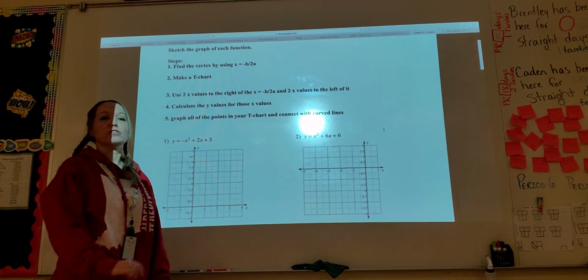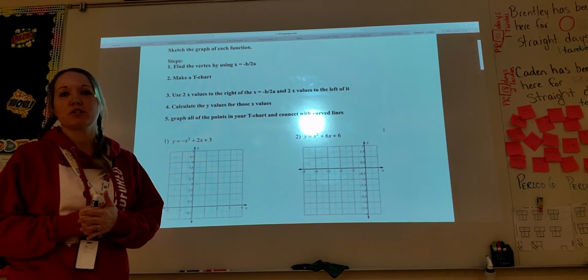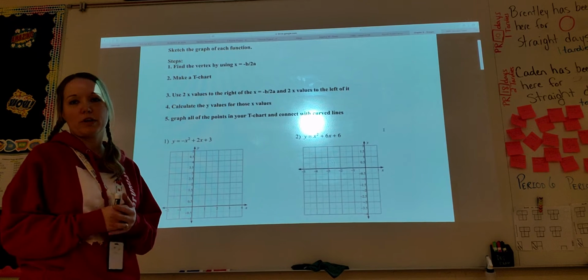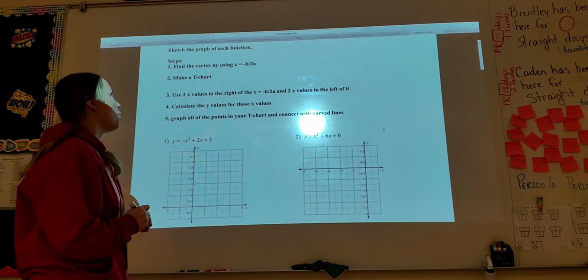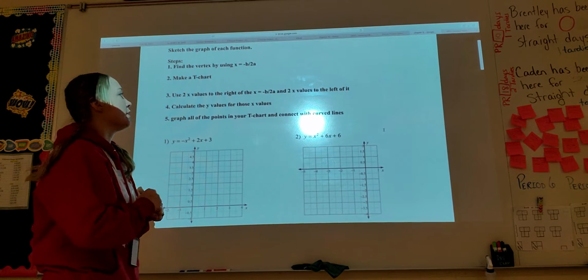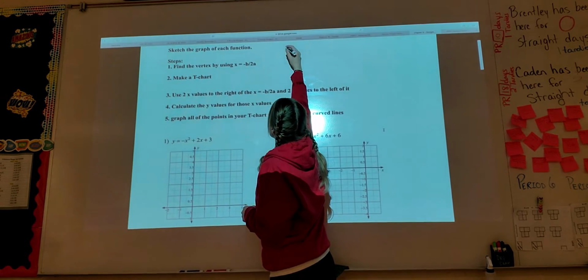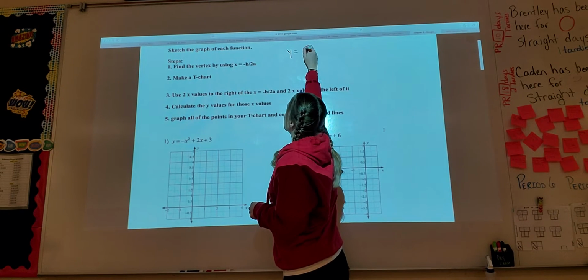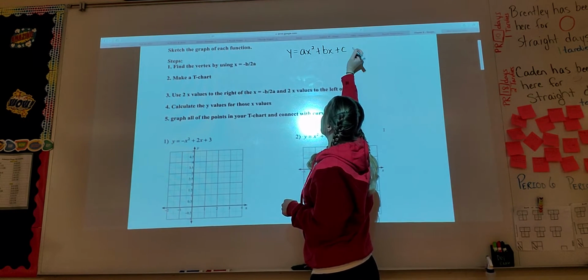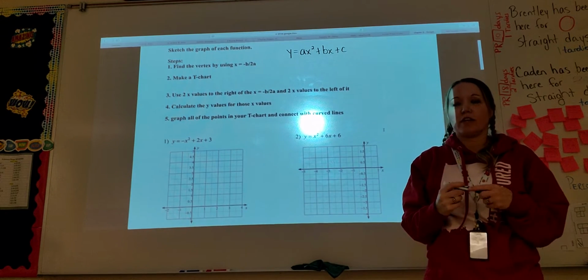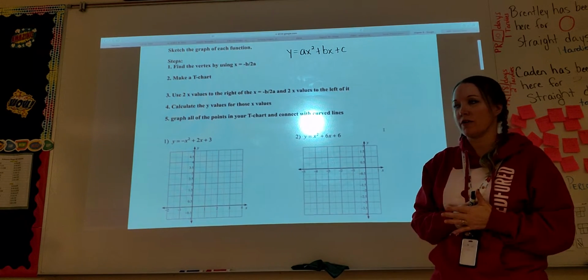Okay, so we are going to now graph quadratic functions where it's the full quadratic function, so the ax squared plus bx plus c. And so let's write that form down. Y equals ax squared plus bx plus c. So that is our standard form for a quadratic function.